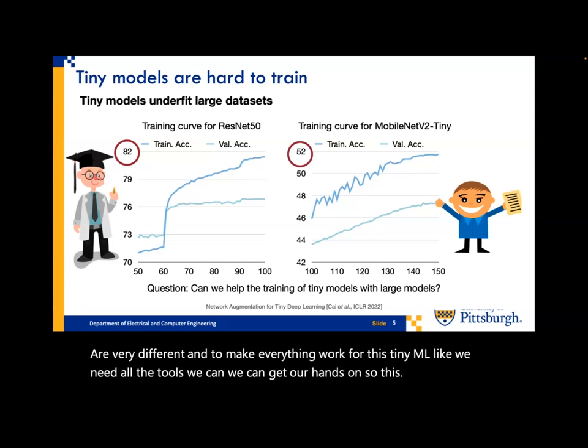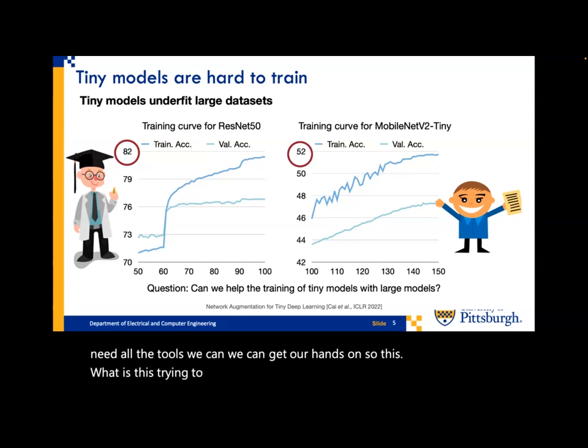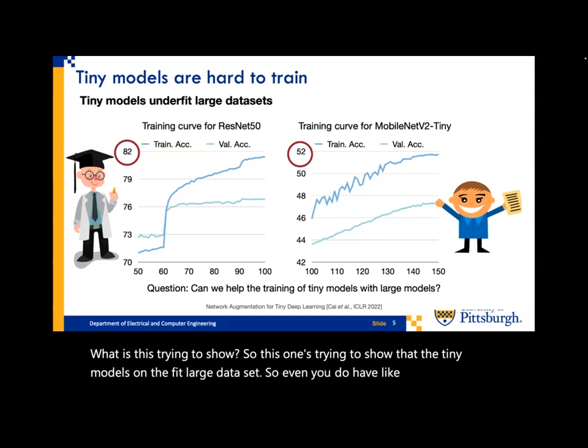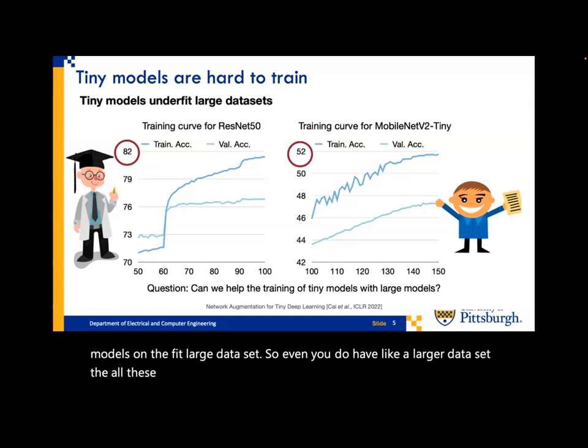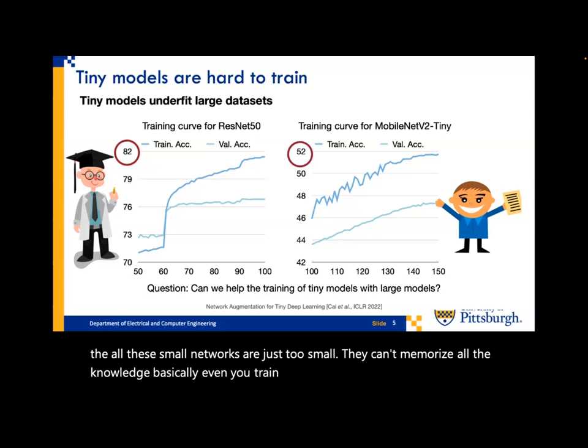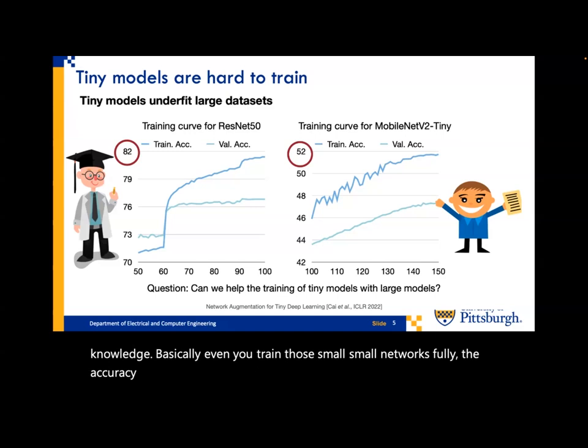What is this trying to show? This one is trying to show that tiny models don't fit a large data set. Even if you do have a large data set, all these small networks are just too small. They can't memorize all the knowledge, basically. Even if you train those small networks fully, the accuracy is still far from the large network.